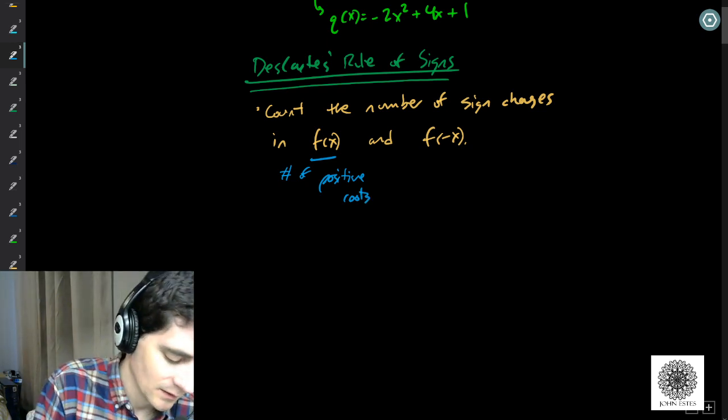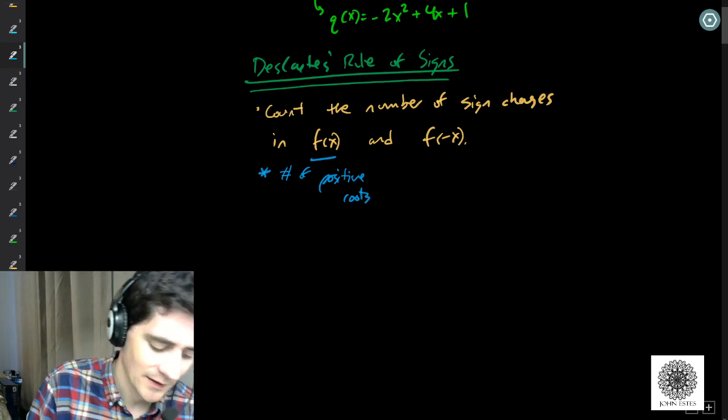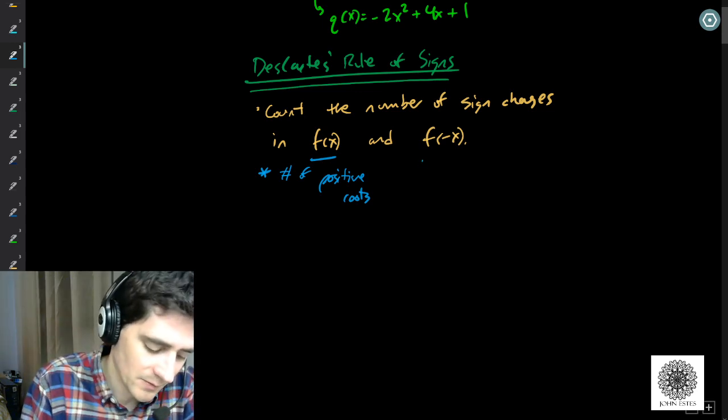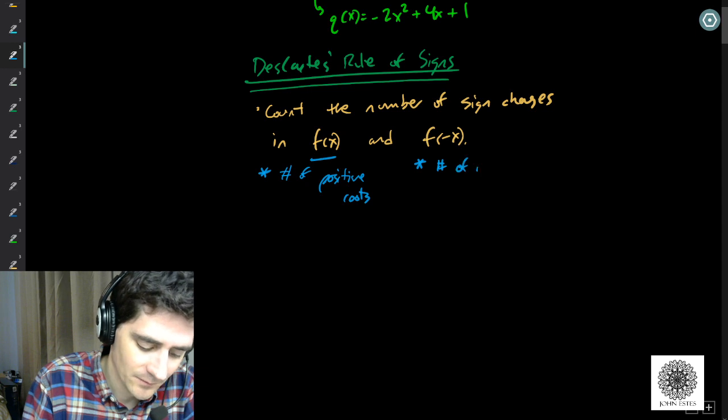And I better put a star on that because it's not exactly the whole truth. I'll explain what I mean in a little bit. And then here in the negative, it's the number of negative roots.